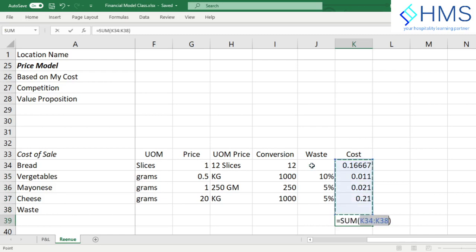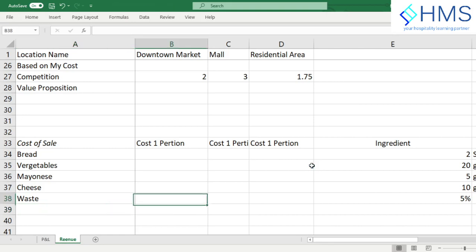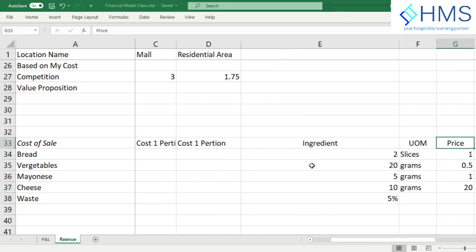Now the total cost of the bread is going to be 0.47 cents. So that becomes the cost. Let's say this is the cost in the downtown market; you may need to have a cost in the other areas as well. So the unit of measurement for the price will be separate. You may have to copy this model into another sheet, because then it will be easier to copy, easier to link, and they will fall in one format.